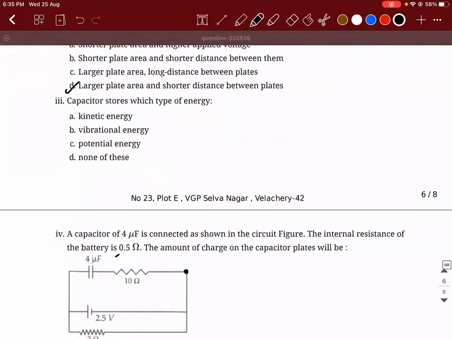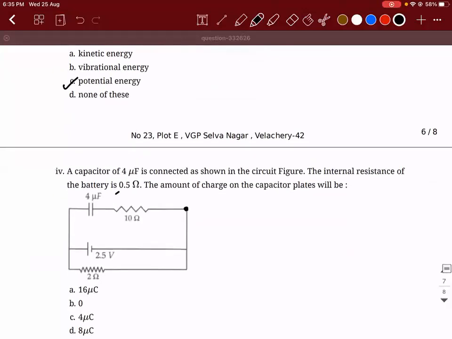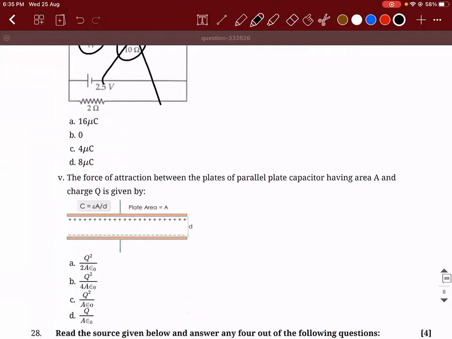Correct. Capacitor stores which type of energy? Sir, is it potential energy? Correct. Electrostatic potential energy. This problem you need not do because the combination of resistor and capacitor is not there in your syllabus. So Sir, I don't know this one, sir.